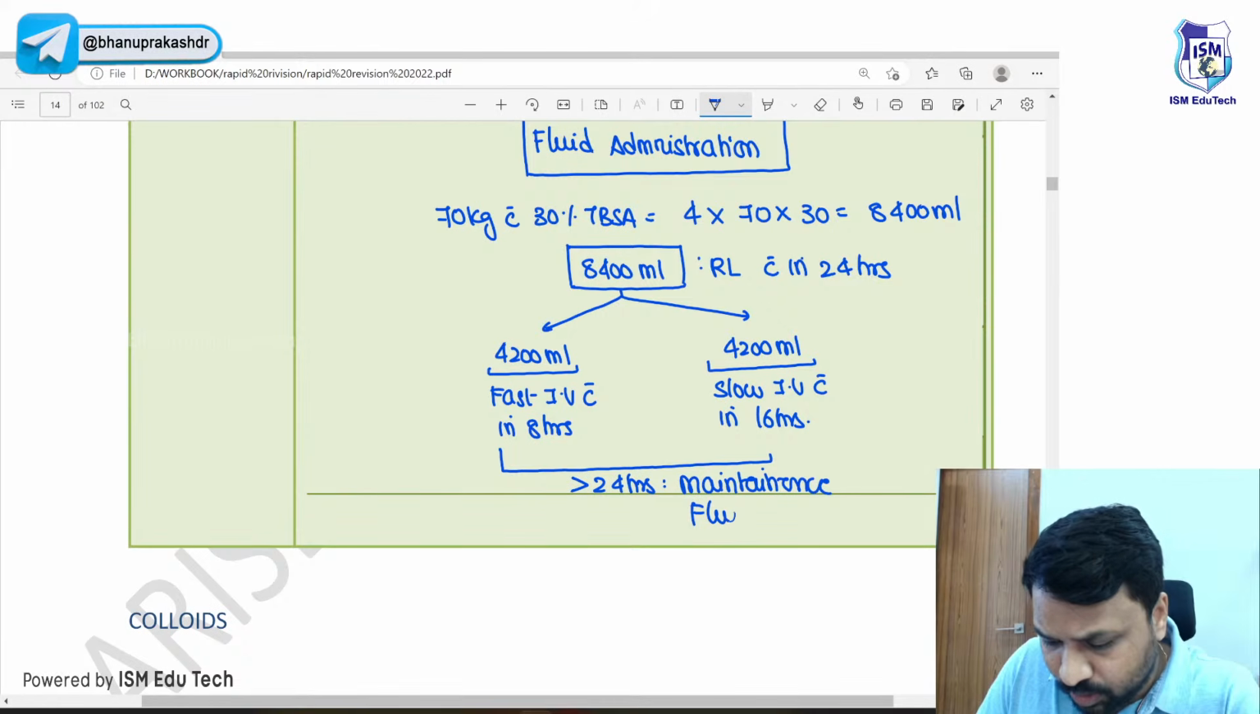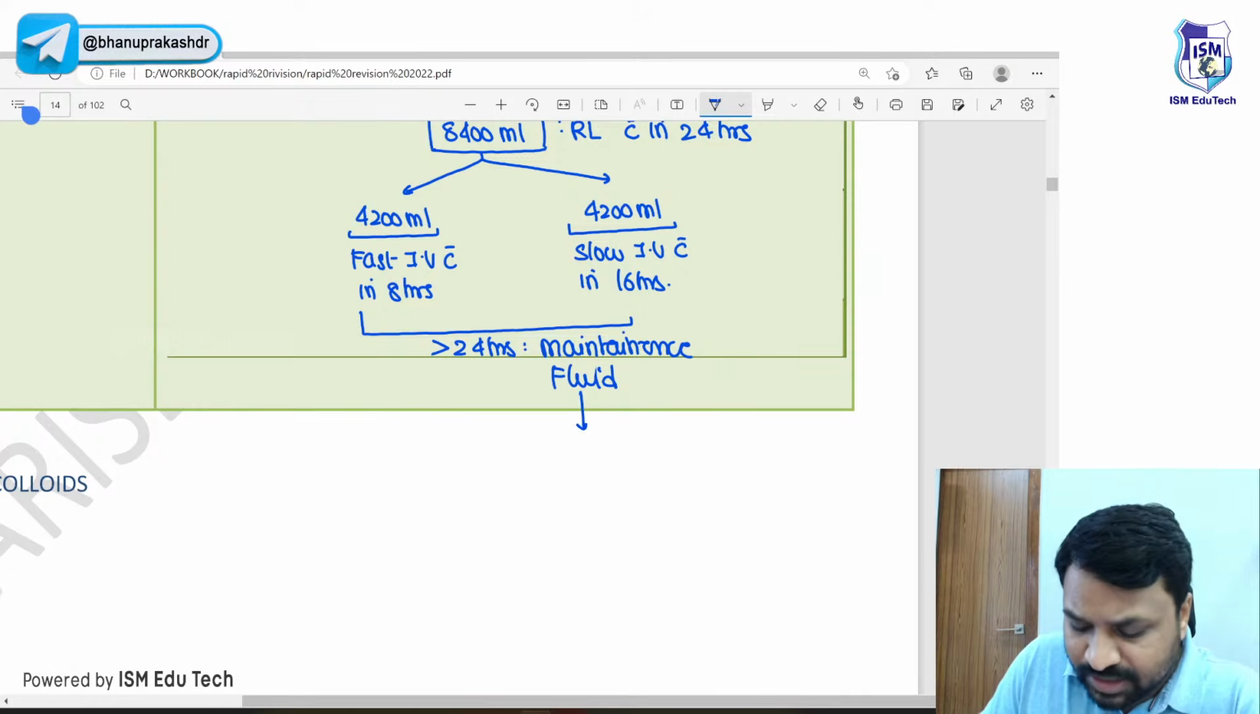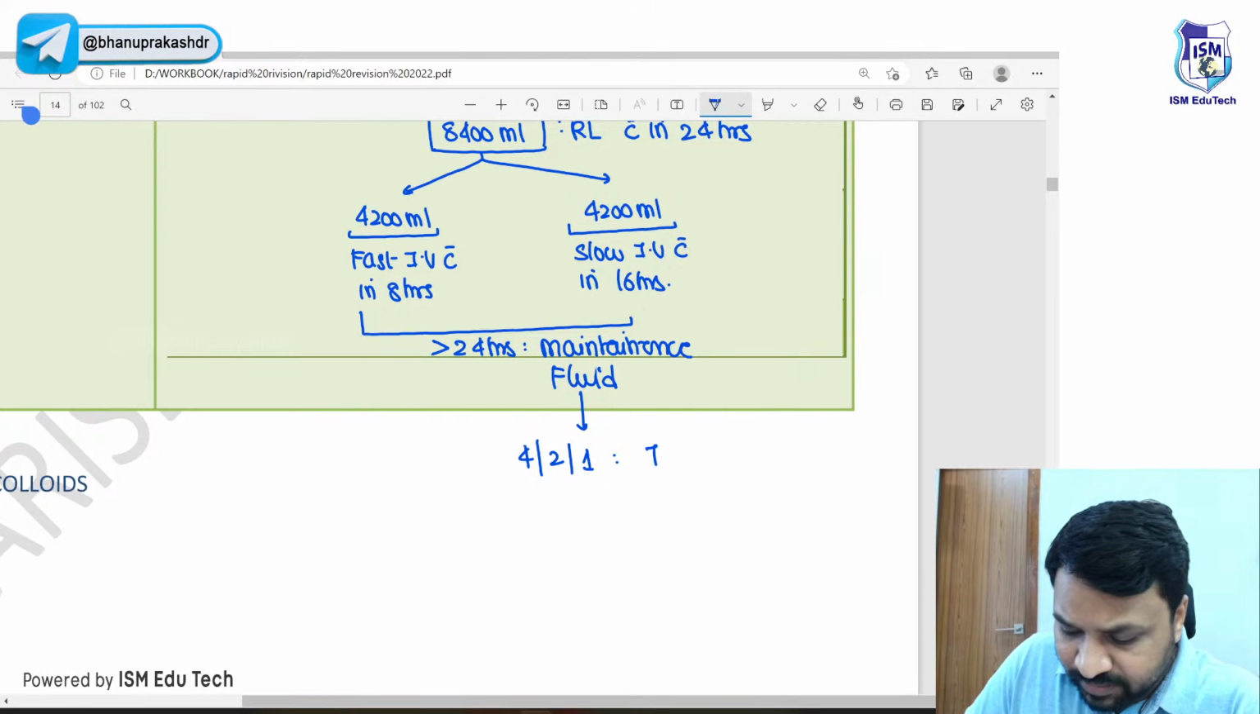After 24 hours, I am going to keep the patient on maintenance fluid. Now, you will say, sir, how do you calculate this maintenance fluid? Look, for maintenance fluid we have a standard rule that is called the 4-2-1 rule. Now, what does it mean?